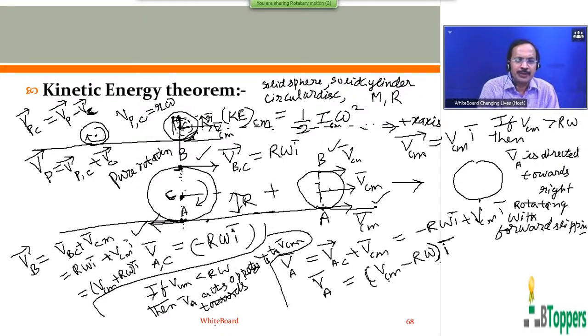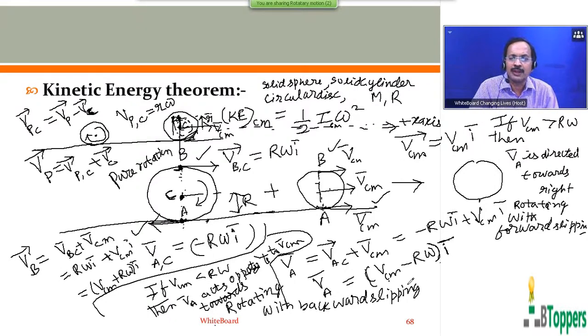Then the body is said to be rotating. Don't write running notes. You will be shown the notes systematically in my next class. And the body is said to be rotating with backward slipping, or rolling with backward slipping. And the slipping is backwards. Then the friction that acts on the body will be the dynamic friction which acts forward.